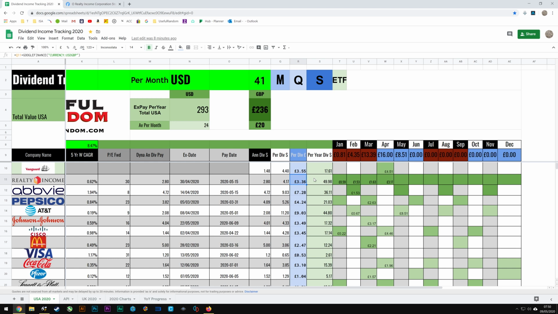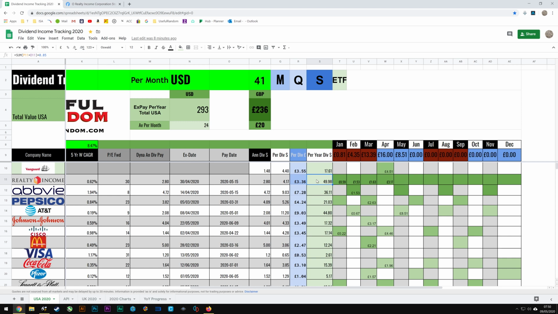The per year dividend column has a little twist, a crucial part for anyone in the UK or anyone that gets hit with the withholding tax. For me it's 15%. So what I'm doing here is taking the annual dividend from cell P11 and multiplying it by the number of shares from D11, and then I'm multiplying that number by 0.85 to remove the 15%.